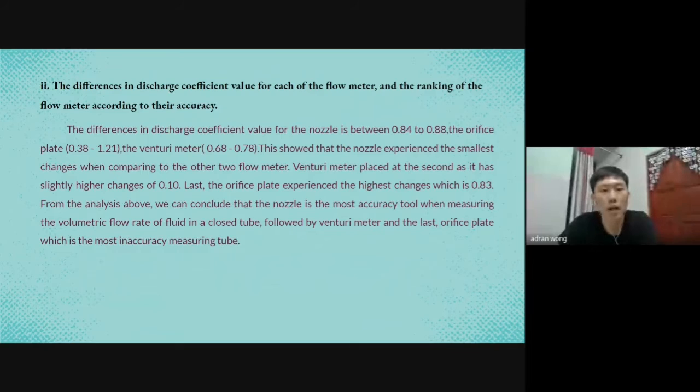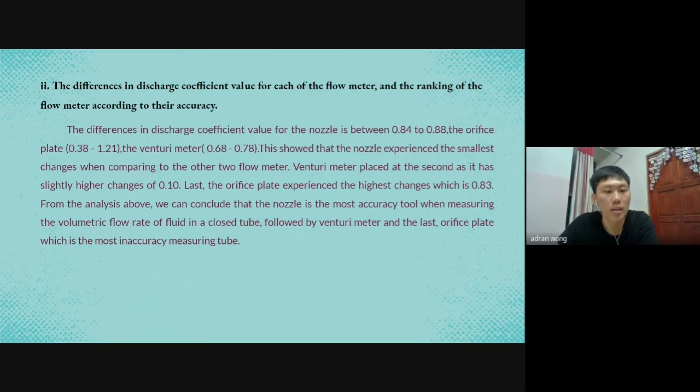This shows that the nozzle experienced the smallest changes compared to the other two flow meters. The venturimeter placed second as it has slightly higher changes of 0.10, and last, the orifice plate experienced the highest changes, which is 0.83.